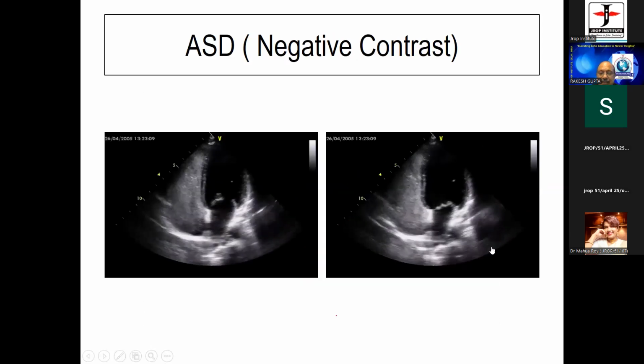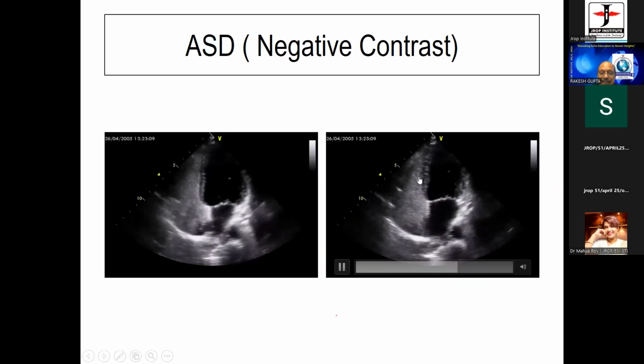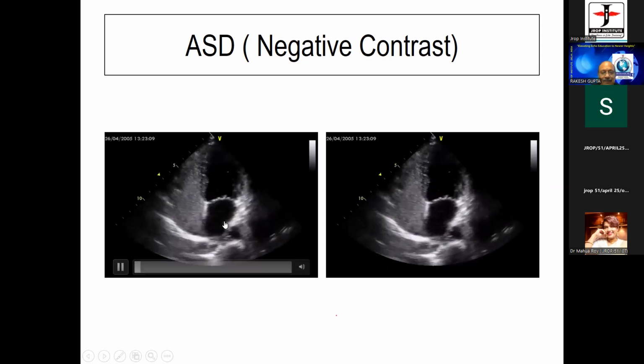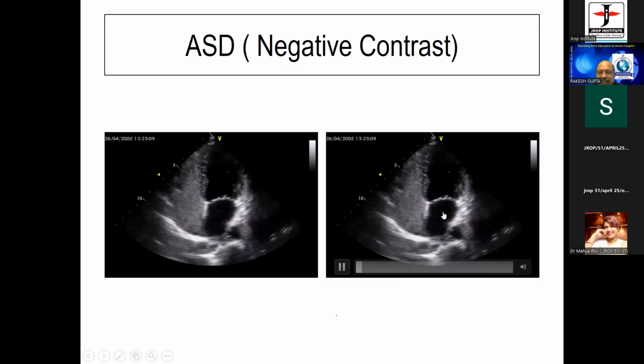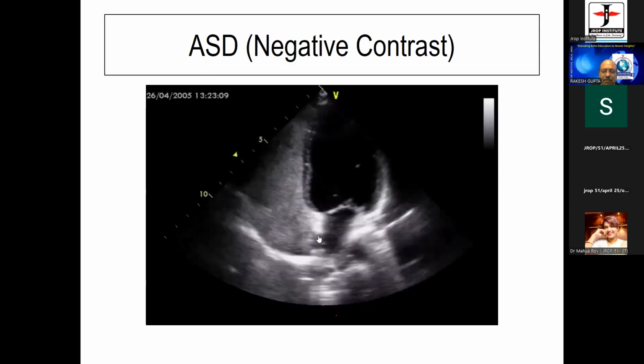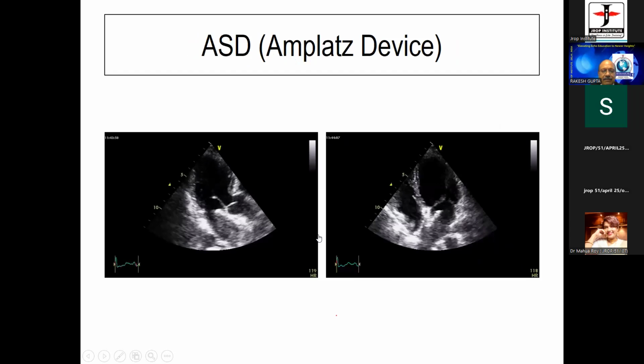This is what you were saying a few minutes back. Look, I gave agitated contrast saline in this patient who has an ASD. Look, RA pressure is less than LA pressure. In normal circumstances, there's no reversal of flow. If this patient does a Valsalva, reversal of flow will start happening from RA to LA. What do we do in Valsalva? We increase the intrathoracic pressures. So this is known as negative contrast despite the patient having an atrial septal defect.